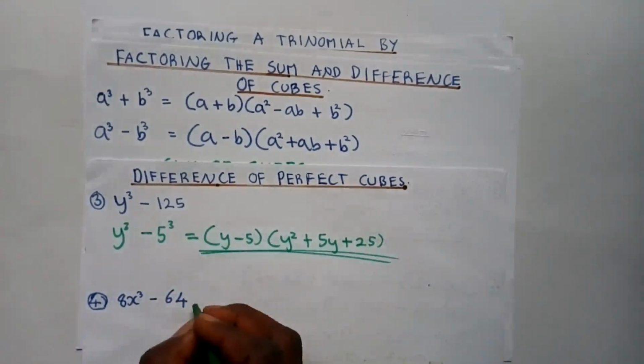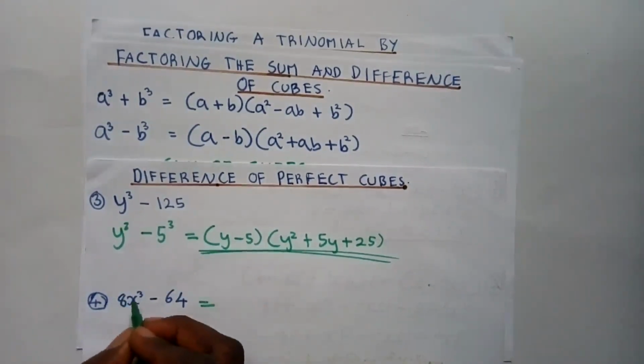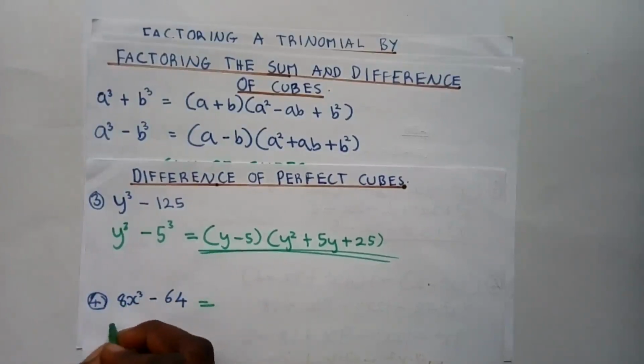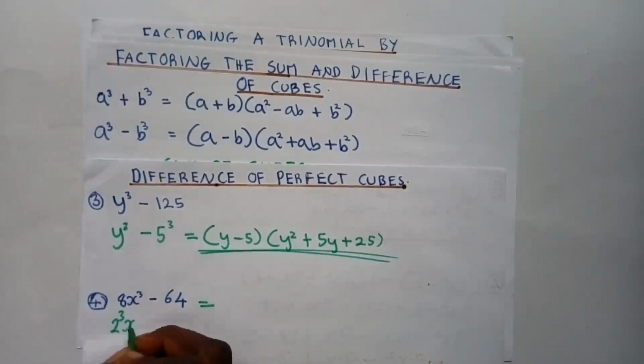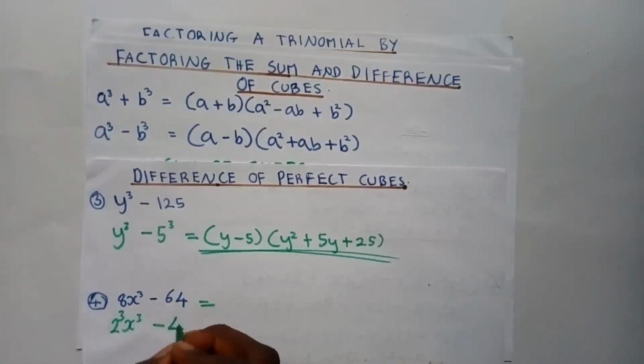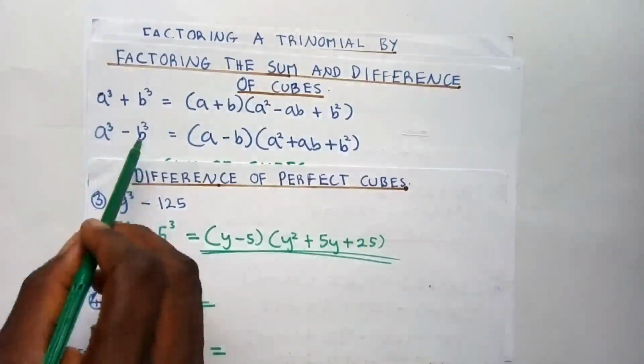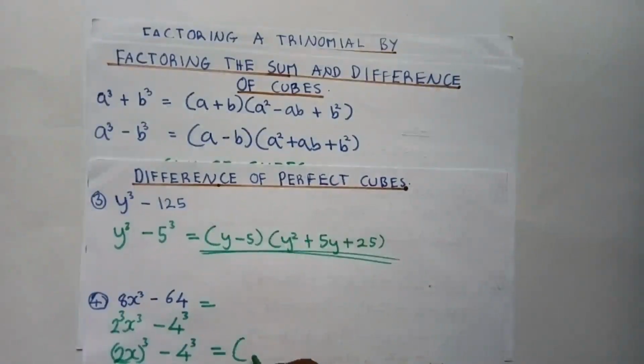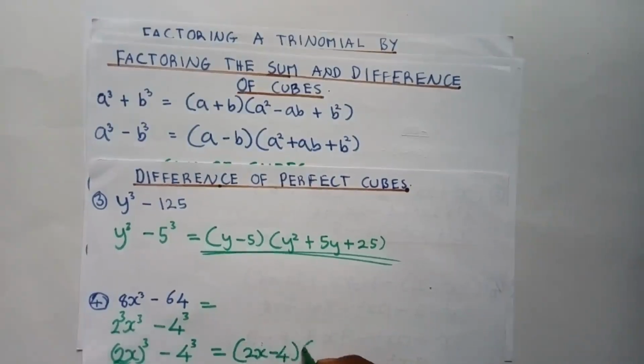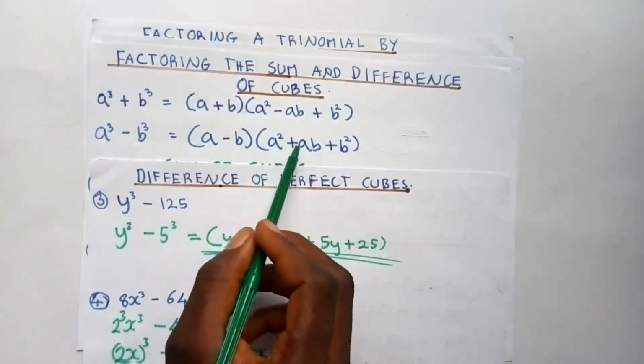Let's take the last example here. Watch it very carefully. 8x raised to the power of 3 minus 64. 8 is equal to 2 raised to the power of 3 and 64 is 4 raised to the power of 3. So 2 raised to the power of 3 multiplied by x raised to the power of 3 can be written in this format: 2x raised to the power of 3 minus 4 raised to the power of 3. So this can be a raised to the power of 3 minus b raised to the power of 3. Now let's write out the answer. It now becomes a minus b, which is 2x minus 4, bracket a squared plus ab plus b squared.